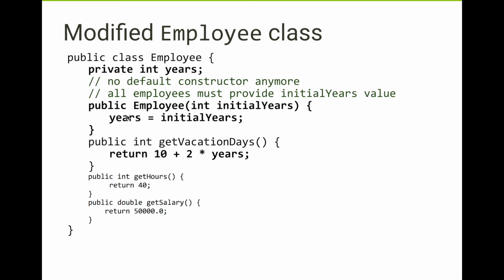And then what I'll do is take that initial years value and add it into my instance field years. I could have had this be called years, and then I could have done this dot years, but in this case I just kept them separate. Then I go to the vacation days, and I've updated that to do 10 days plus 2 times the number of years that they've been with the company. Pretty cool, right?